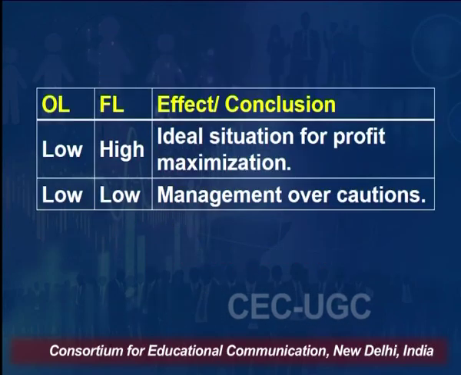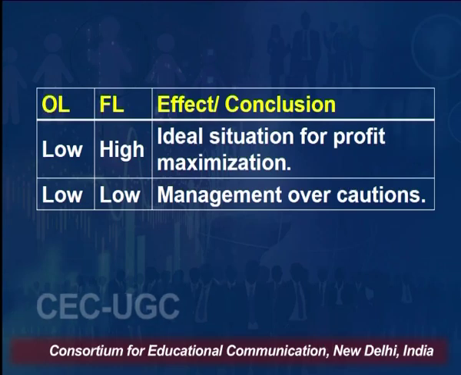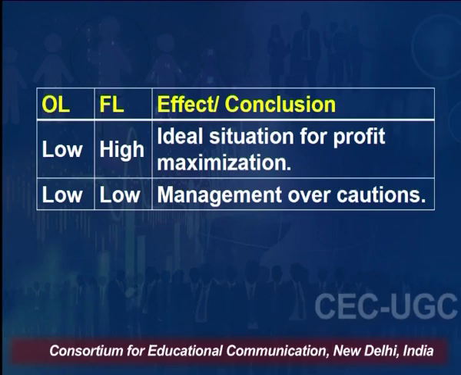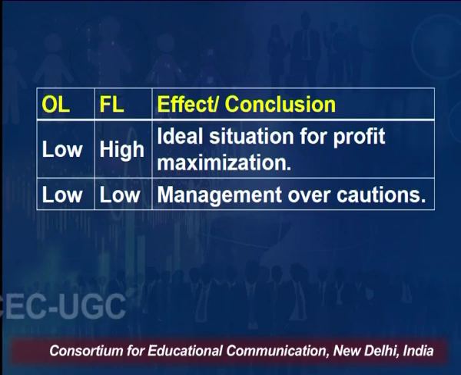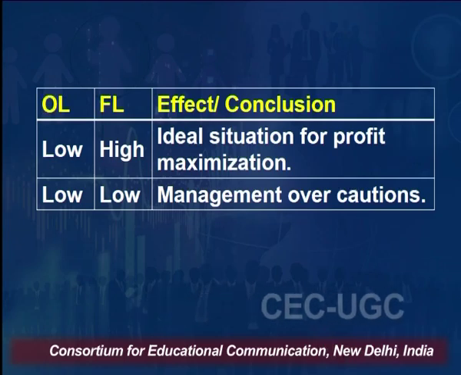Then we have the third case where our operating leverage is low, but the financial leverage is high. So, this is the ideal situation for profit maximization, where our operating leverage should be low, right, because in this case we are able to reduce our fixed cost, and financial leverage should be high. Okay. So, this is the ideal situation wherein a company can maximize its profit.